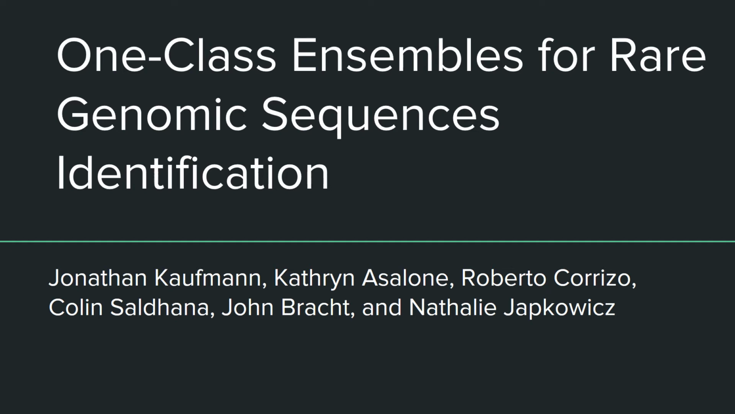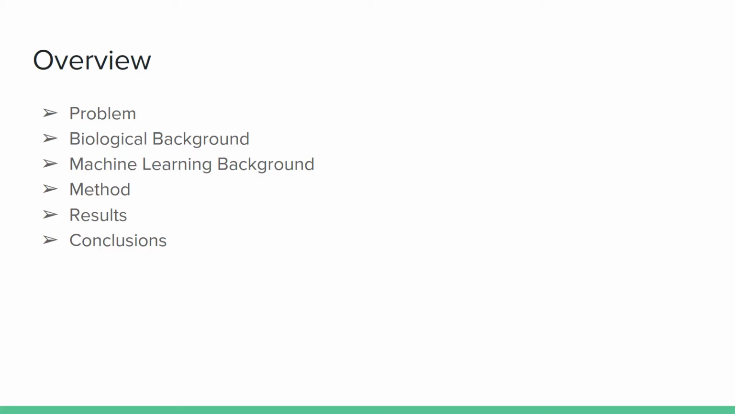My name is Jonathan Kaufmann. This is our paper, One Class Ensembles for Rare Genomic Sequences Identification. This paper was written by me, as well as Kathryn Asalone, Roberto Corizzo, Colin Saldanha-Bracht, and Nathalie Japkowicz, and was a collaboration between the American University Computer Science and Biology departments. We were all at American University at the time it was written.